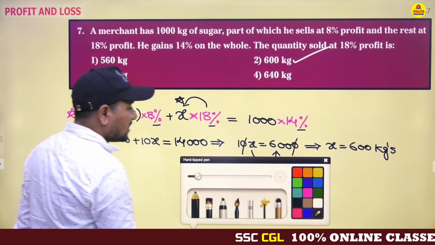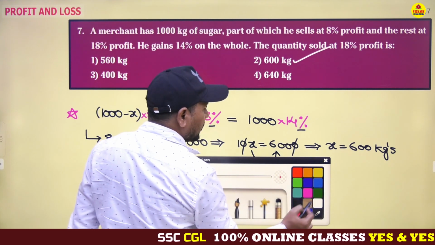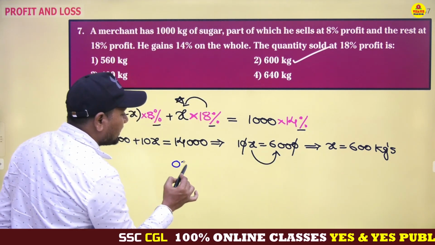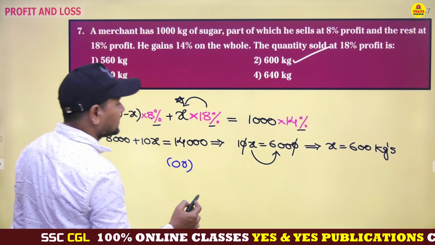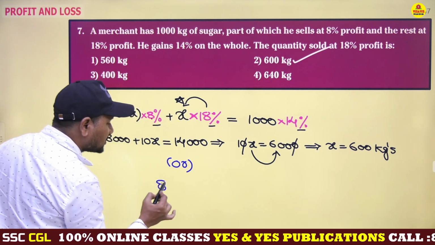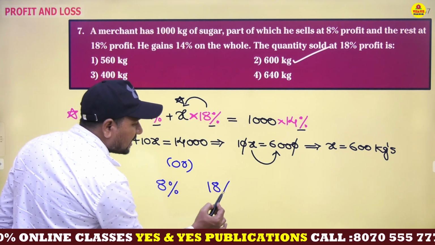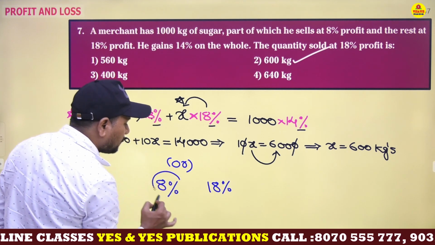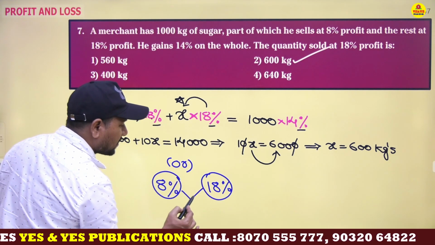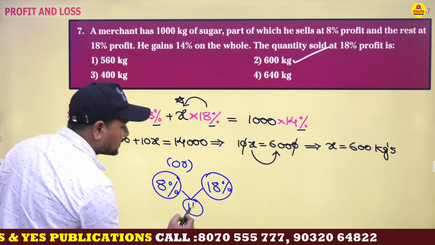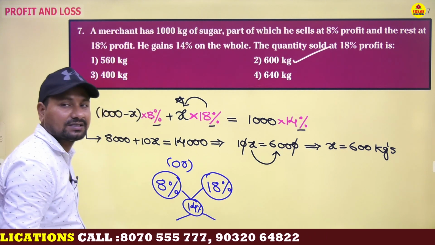Otherwise, you can apply the alternative method, the mixture and alligation method. The mixture and alligation method is very easy. First part is 8% profit, the first part quantity I don't know. Second part is 18% profit, also unknown. And the whole sum is 14% profit.